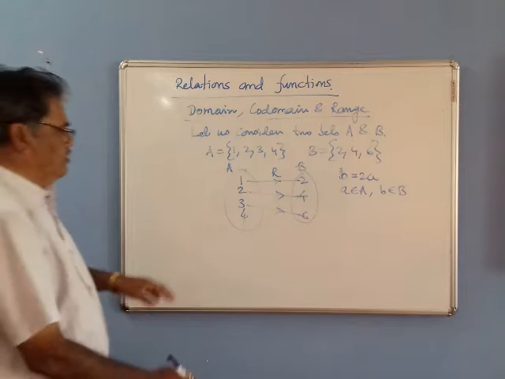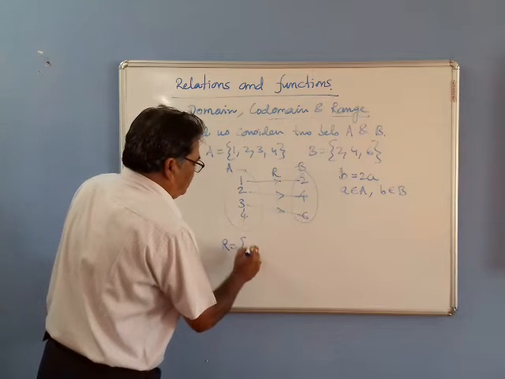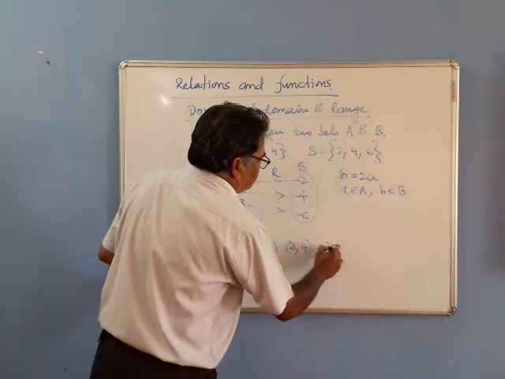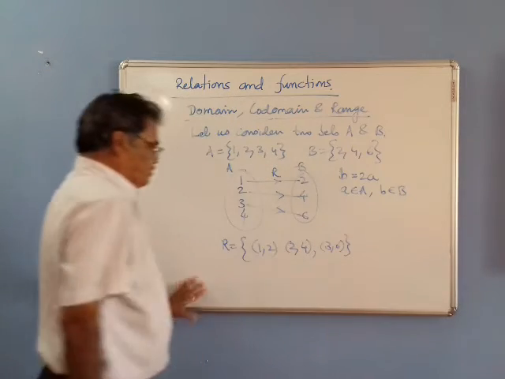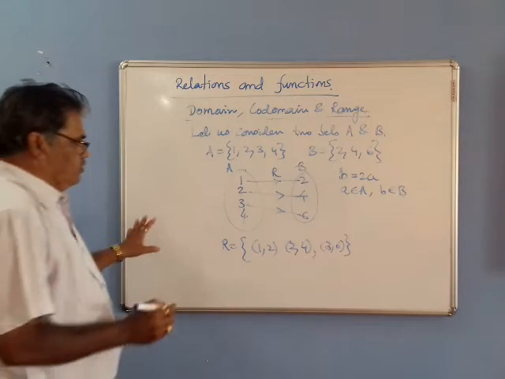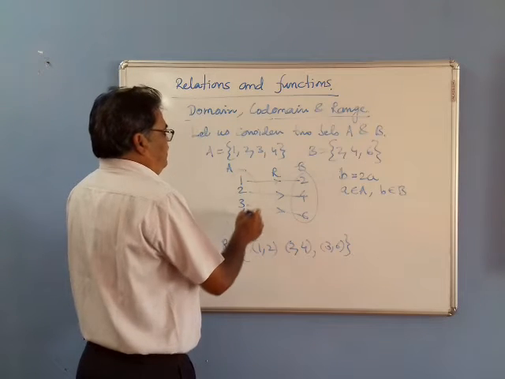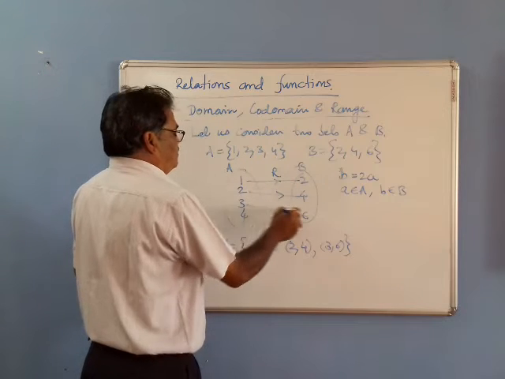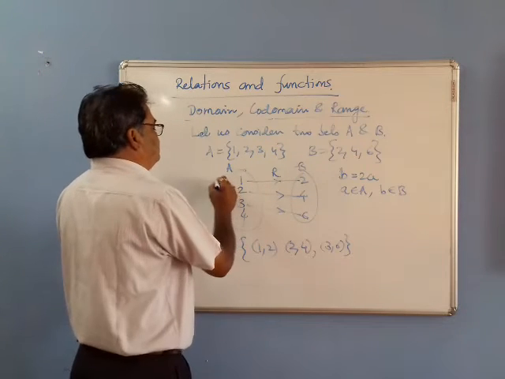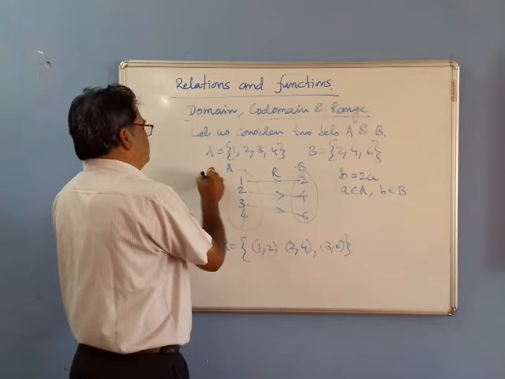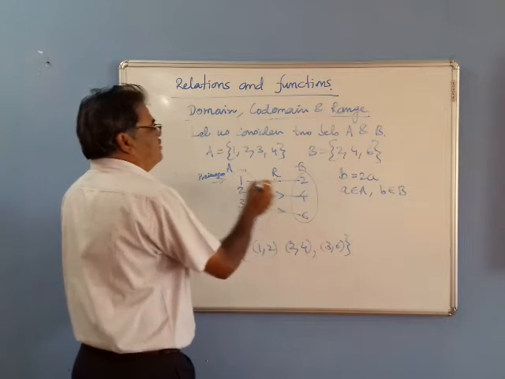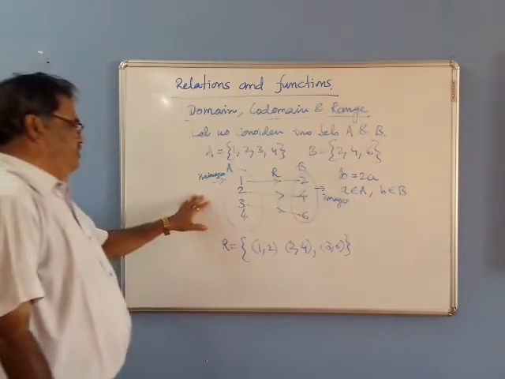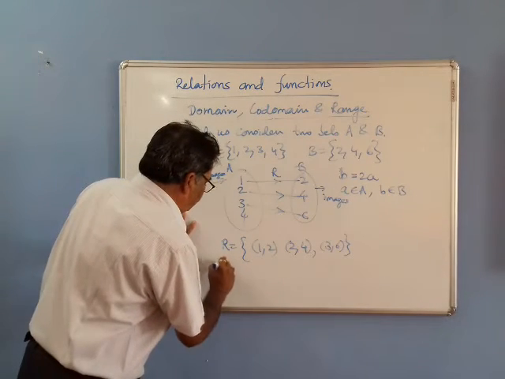Now R is denoted by the ordered pairs (1, 2), (2, 4) and (3, 6). Now, domain means what? The elements of set A having an image in the set B. That means the set of pre-images. And these are images.